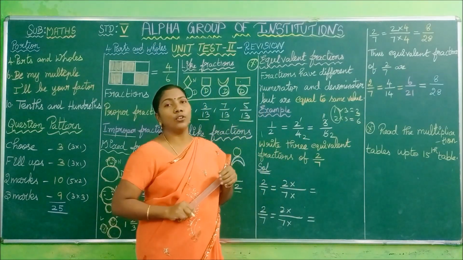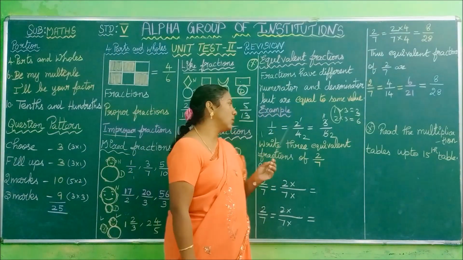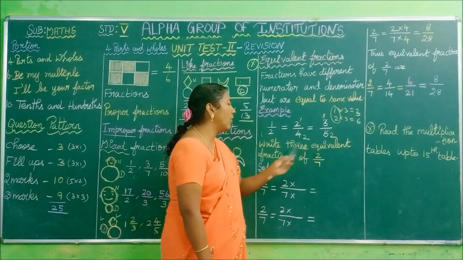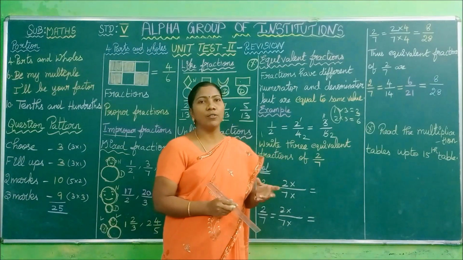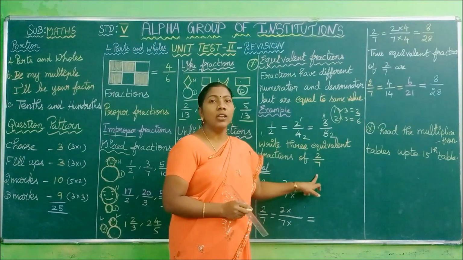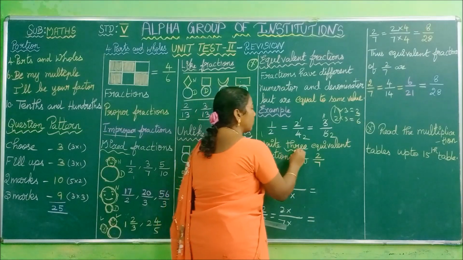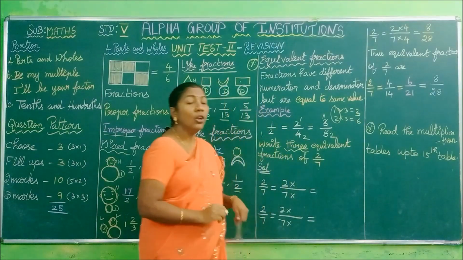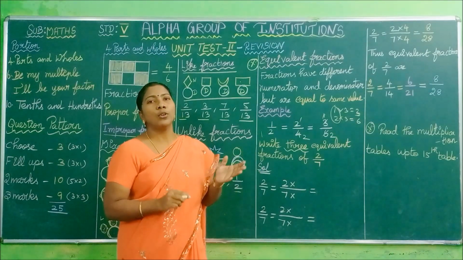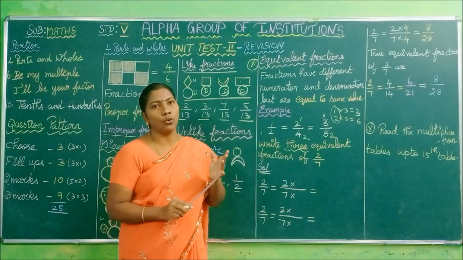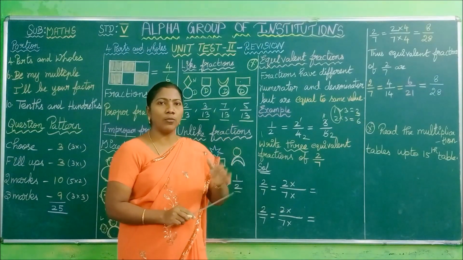Next we are going to do a sum based on the concept of equivalent fractions. See the question. Write 3 equivalent fractions of 2 by 7. In the question, what is the given fraction? 2 by 7. We are going to write 3 equivalent fractions for 2 by 7. To write the equivalent fractions, we may choose any number. You can start with 2, after that 3, 4, 5. You can choose any 3 numbers at your convenience.